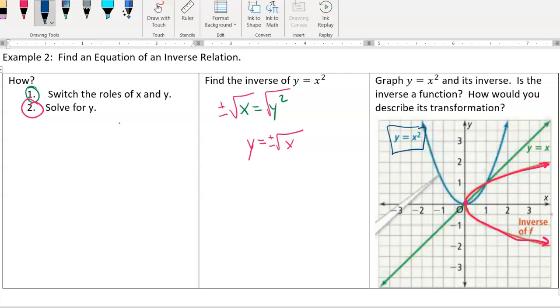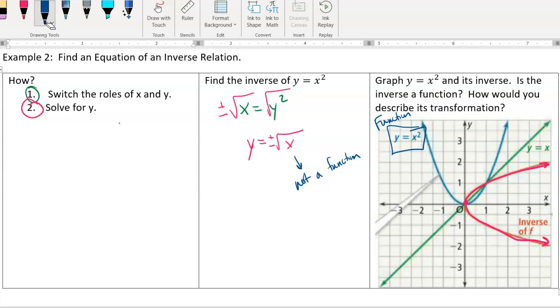So y equals x squared, that's a function, because it passes the vertical line test. But this one clearly does not pass the vertical line test. So the inverse is not a function. So the way that you can tell is if you graph the inverse and it fails the vertical line test, it's not a function.